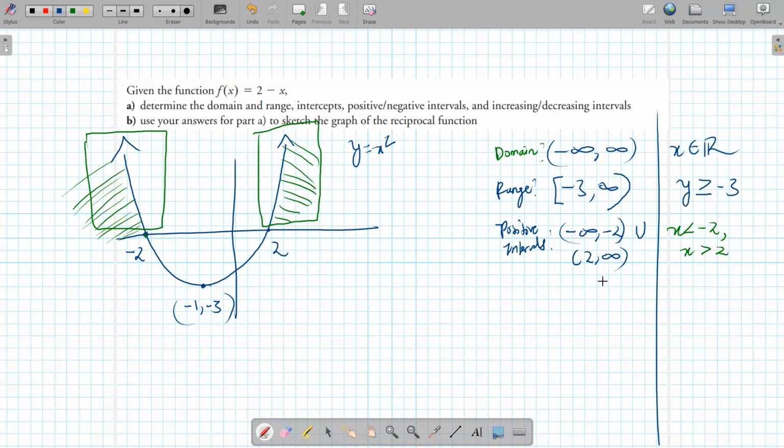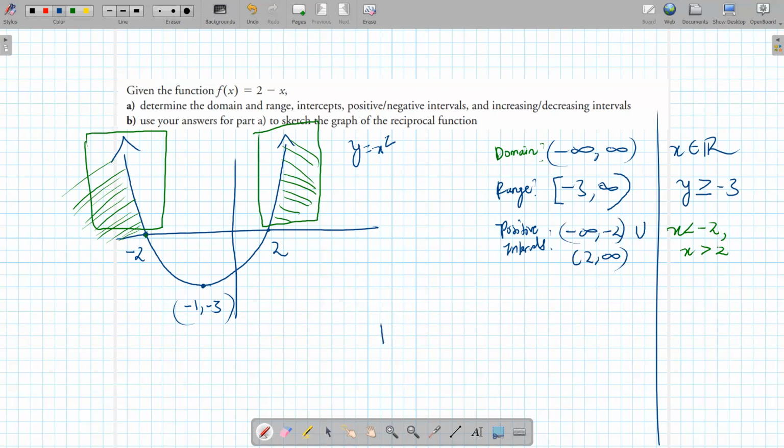We're looking at positive intervals. What happens at exactly 2 and -2? What's the y value? 0. Is 0 a positive number? No. 0 is neither positive nor negative.